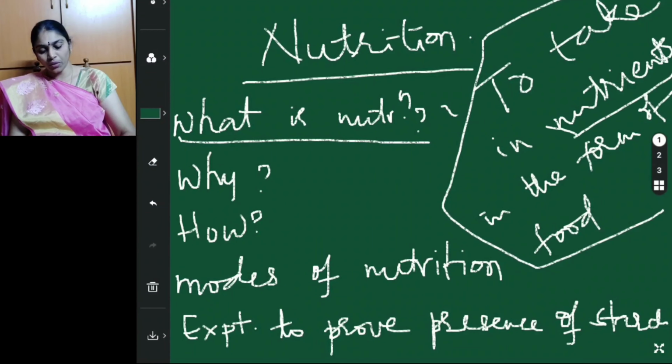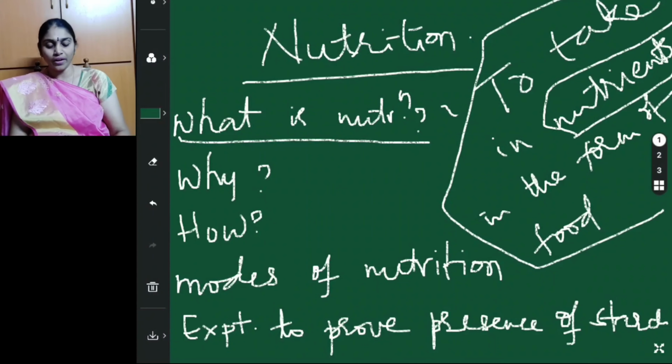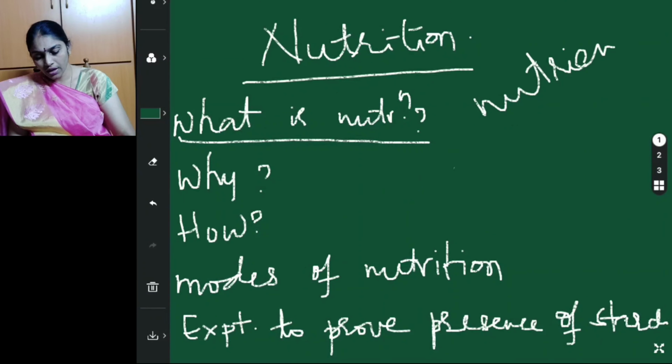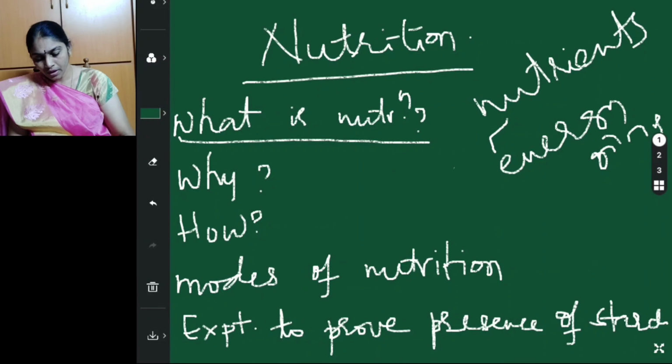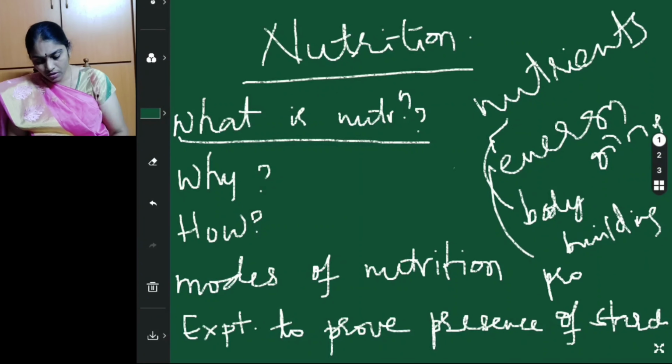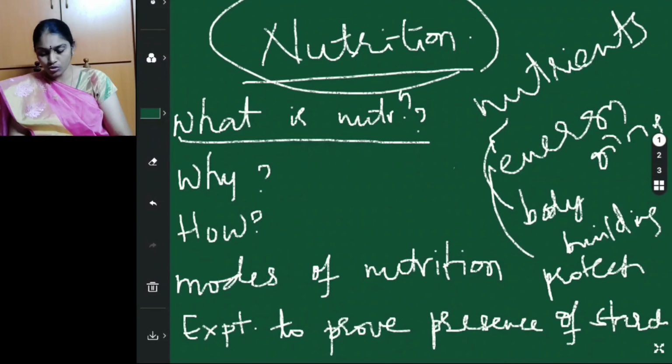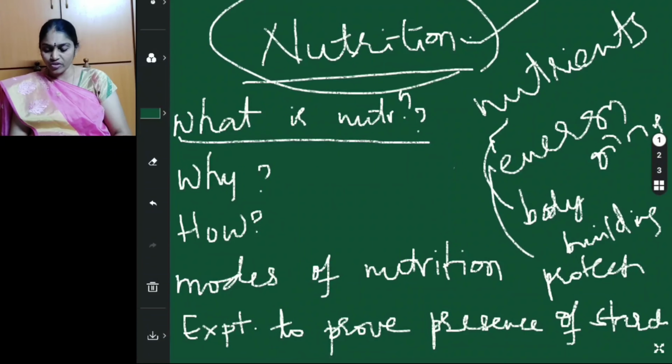Okay, so this is what nutrition is. I don't want to go deeper into this. Let me just give you a brief idea about what nutrients are. Nutrients are of three types. Already you have learned in lower classes. They are energy giving, bodybuilding, and protective. So these are the three types of nutrients. Somehow we are taking in food and that we are calling it as nutrients. So we found out answer for first question.